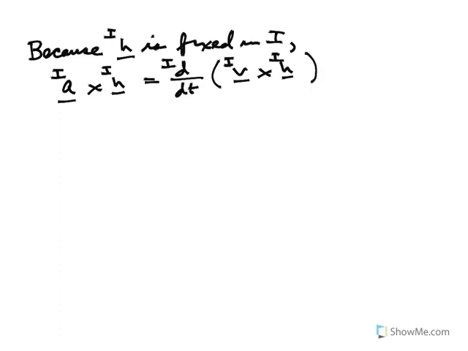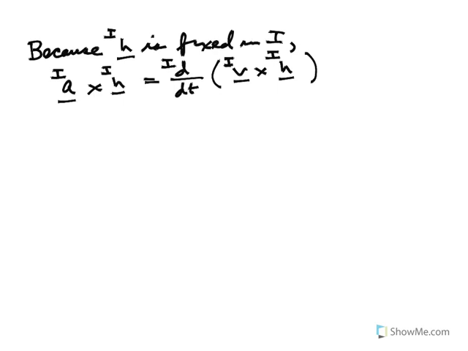Now, how did I get that? Well, let's look on the right. If I take the rate of change in the inertial frame of vi crossed with hi, I get ai crossed with hi plus vi crossed with the rate of change in I of hi. But the rate of change in the inertial frame of the specific angular momentum is 0, because the specific angular momentum is fixed in the inertial frame. So as a result of that, the rate of change of vi crossed with hi has to equal ai crossed with hi.